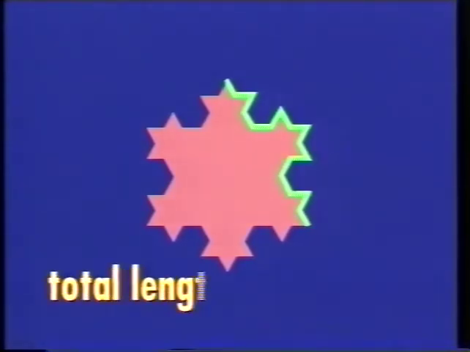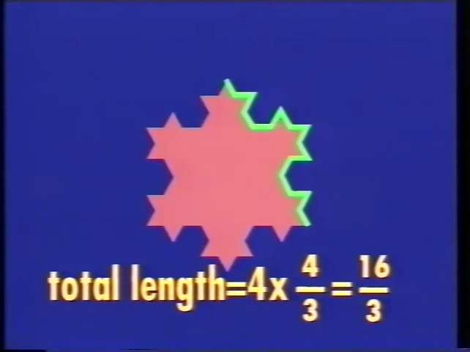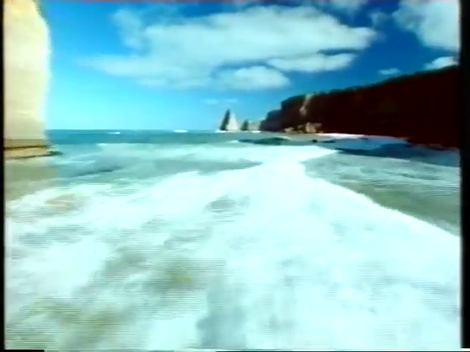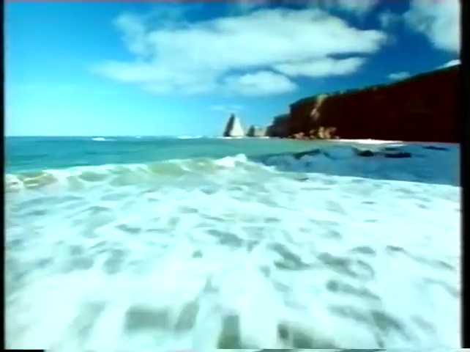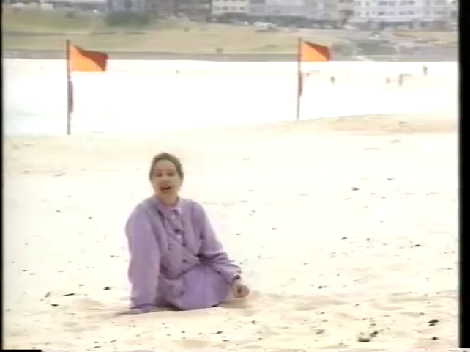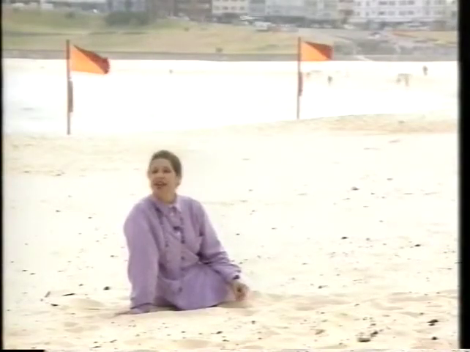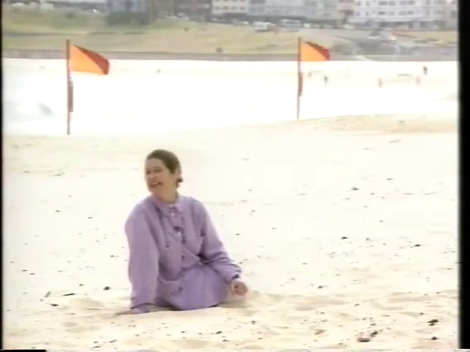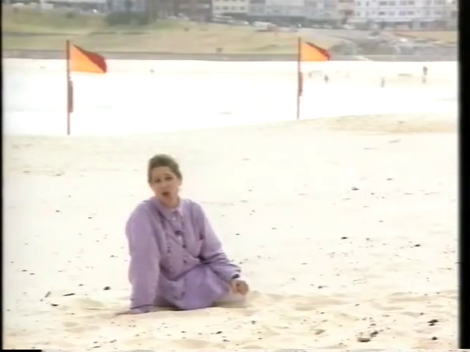The next step also increases the length by a factor of 4/3. The process continues indefinitely, each time increasing the length by a factor of 4/3. The final result is a curve with infinite length, since we multiply by 4/3 an infinite number of times. We've proved deductively that the snowflake has infinite length, so the implication is that the length of the Australian coastline is also infinite. But we can't check that measurement.